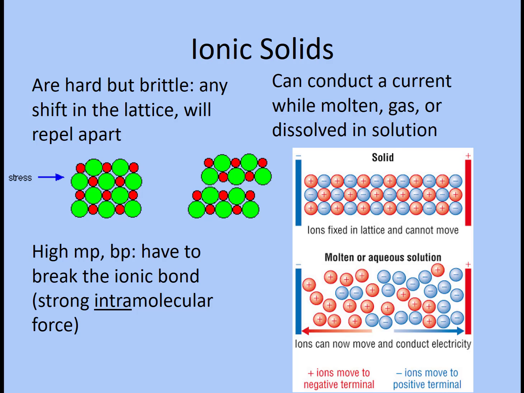When you look at ionic solids, some of their properties are that they are very hard, but they're brittle. The reason they're brittle is if you take a hammer to them and you slide over the crystal lattice and you get negatives by negatives and positives by positives, they will repel apart. So just sliding it over by one ion will cause the whole thing to shatter.